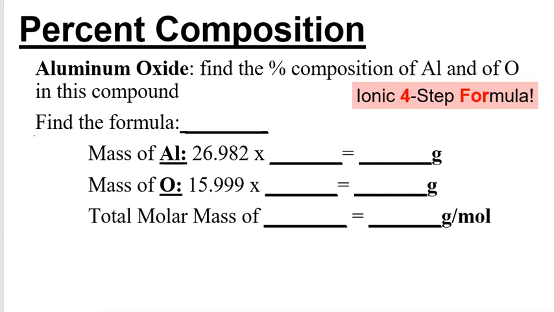It's a 4-step formula. Step 1, symbols. So I've got aluminum. It has a +3 charge. Remember, that's why we said you have to learn those ionic compounds because we're using them again this time. Oxygen. It's got a -2 charge. They are going to crisscross.